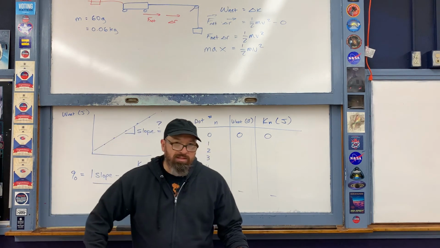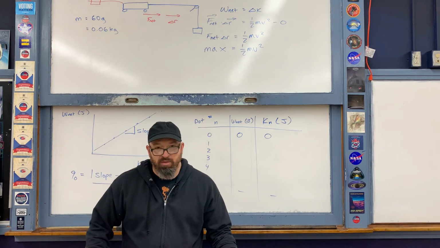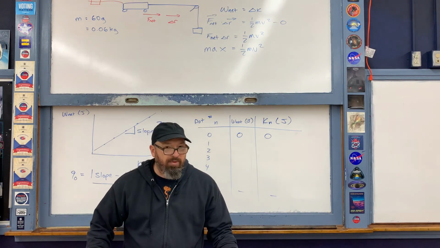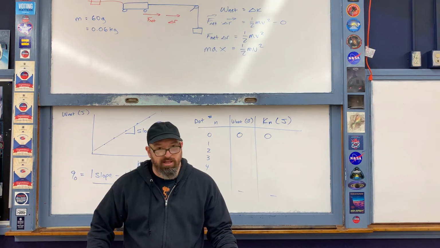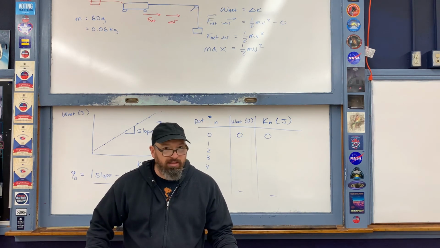Okay, as is always the case when it comes to these laboratory exercises involving spark timers, one of the main sources of error, of course, is friction. And then secondly, keep in mind that we are always assuming that the velocity of the cart at dot 0 is equal to 0. That's not necessarily the case.